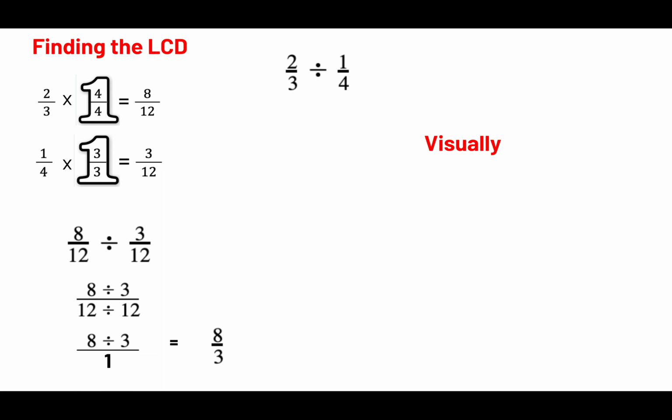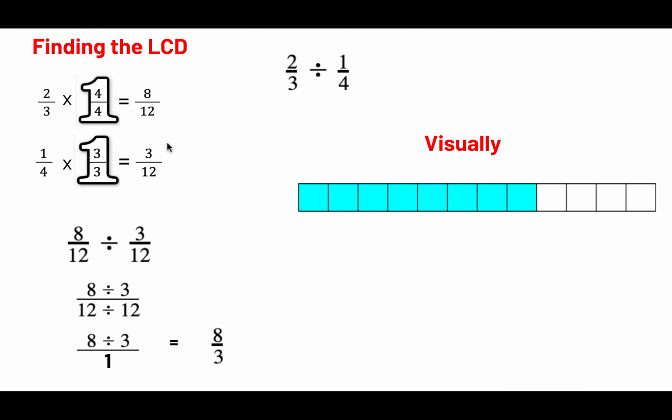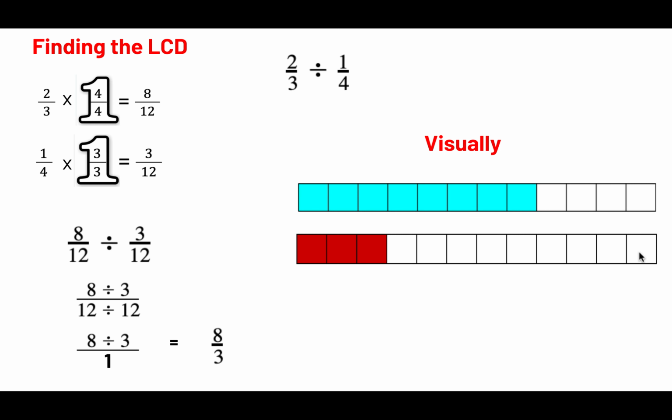Let's look at it visually. Here come our candy bars. Again, we're looking at 12s. I have 8/12, so I colored in 8 of the 12 pieces of candy bar. For the second one, it's 3/12, so I colored in 3 out of the 12. Again, we want to know how many 3/12 fit into 8/12. I know that these are groups of 3: 1, 2, 3. Let's see how many groups of 3 we can get.